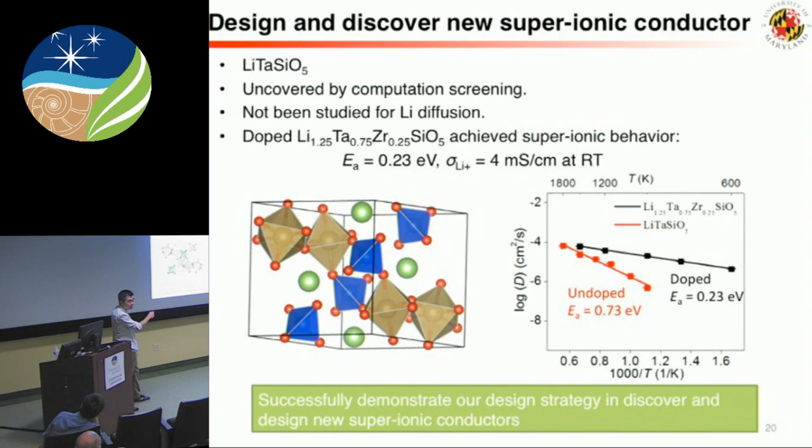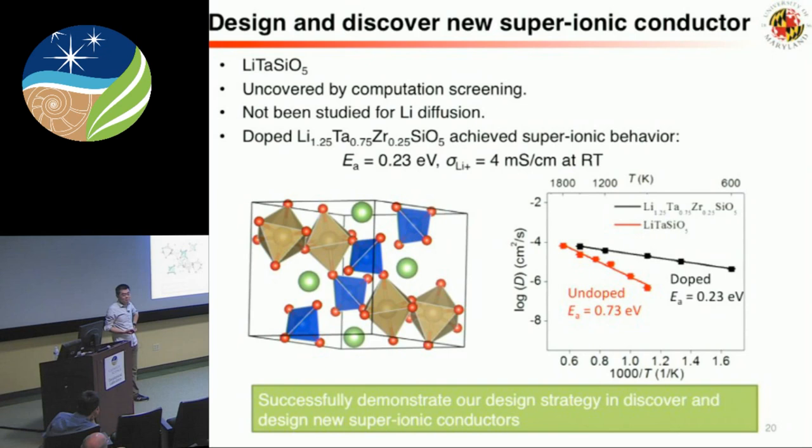When the material is not doped, it has a fairly high activation energy and low diffusivity. What we did is we doped this material on the tantalum side with zirconium. Then you can insert more lithium in the structure. In this structure, there are two extra sites the lithium can go into: one between these two, and the other between these two. There's some empty space there. Once you add more lithium, it goes to those sites, which are high energy sites. Then we did the ab initio MD simulation on this new material.